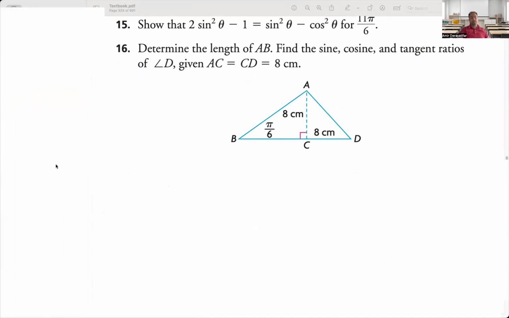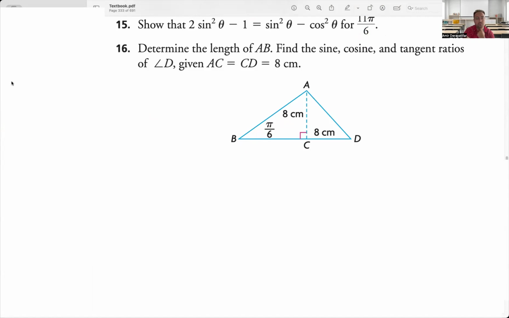It says determine the length of AB. Find the sine, cosine, and tangent ratios of angle D, given that AC and CD are equal to each other, which equal 8 centimeters. All right, and you know that angle B is pi over 6 radians, so it's in radians mode. And C is 90 degrees here. I'll give you 2 minutes, solve it. Word problem application thinking questions, guys.